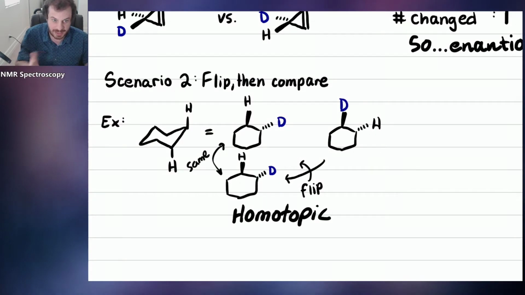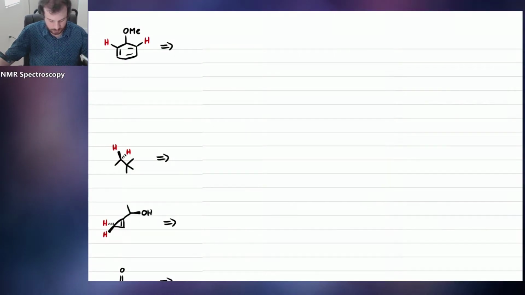Okay, so that's what I mean by scenario 2, where the hydrogens are on different carbons. We flip and then we compare. All right, so why don't we now look at some examples and do it a little bit more slowly and just do more problems like this, okay? Let me just pull up some problems right now. Oh, I already have them written in your notes here. Okay, so let's try this first one here.